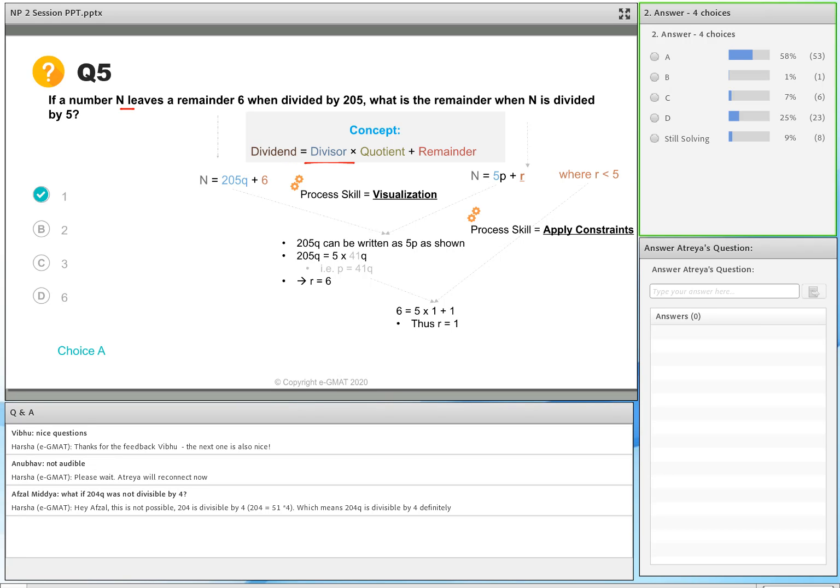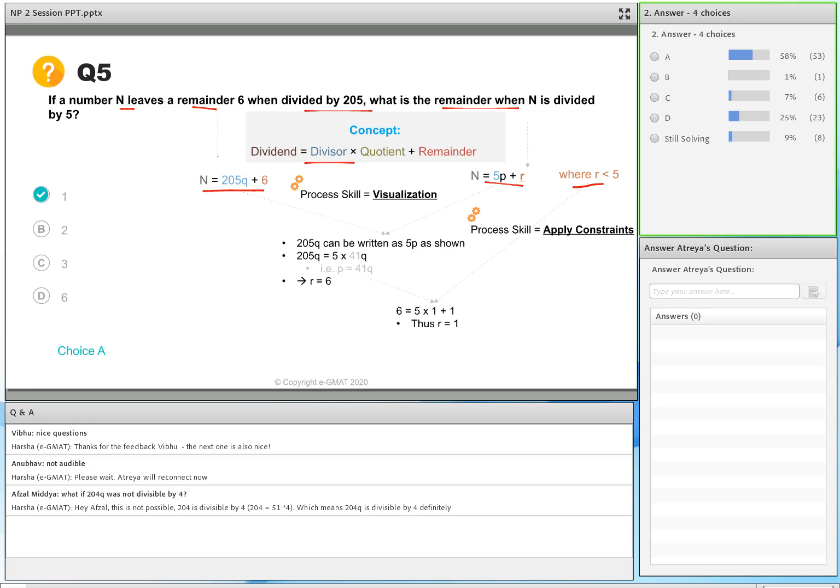It's given that n leaves a remainder of 6 when divided by 205. So n is equal to 205 times q plus 6. I need to find out what is the remainder when I divide n by 5. So I'm trying to find out if n is equal to 5p plus r, what is the value of r? Again, a very, very important constraint is r shall be less than 5, right? r has to be less than 5.